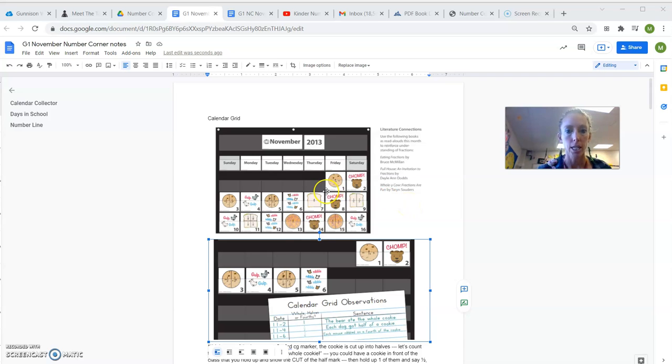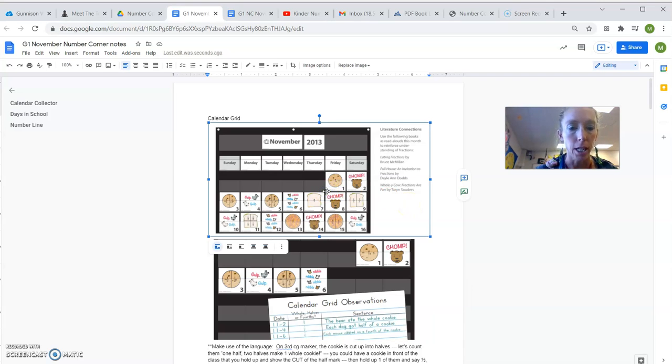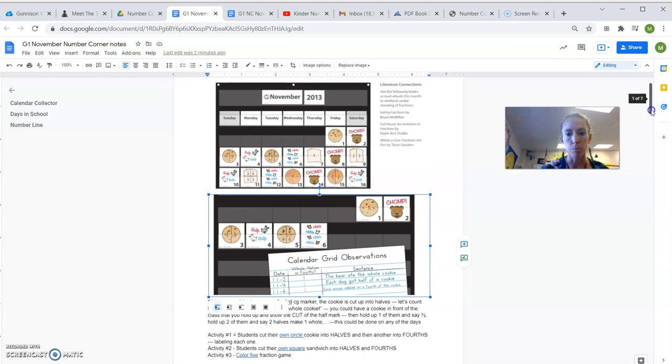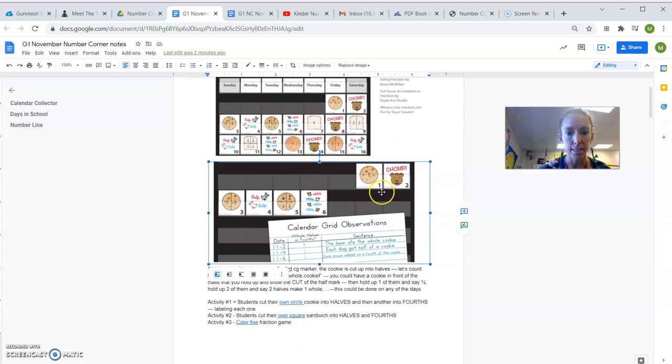Hello, first grade. You are November Calendar Grid. All about fractions. So we introduced the idea of fractions with cookies and sandwiches and animals eating them. So I took these pictures for you to remind yourself what it is.